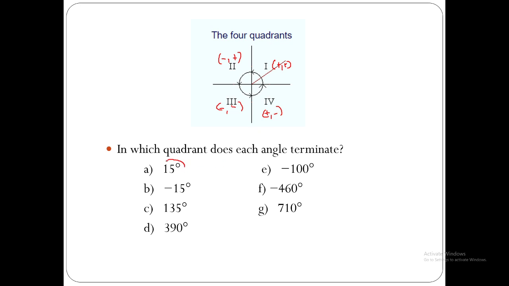So, 15 degrees will terminate at the first quadrant. Right? Because 15 degrees is here. So, negative 15 degrees is here. The rotation is reversed. If the rotation goes this way, that's positive. If this way, that's negative. So therefore, negative 15 degrees is in quadrant number 4.